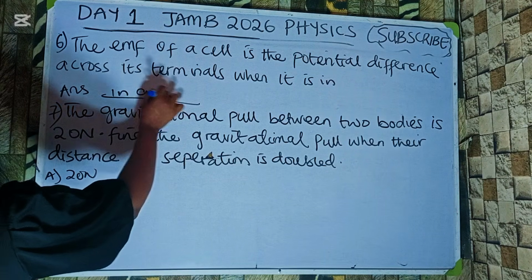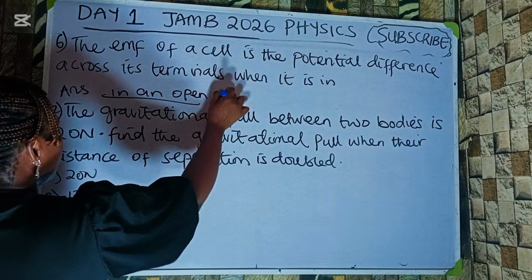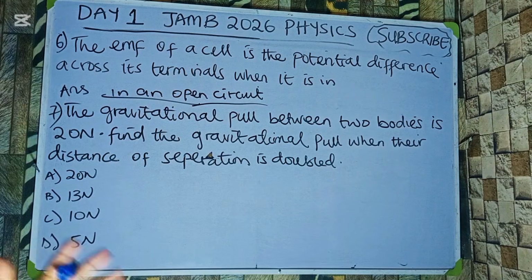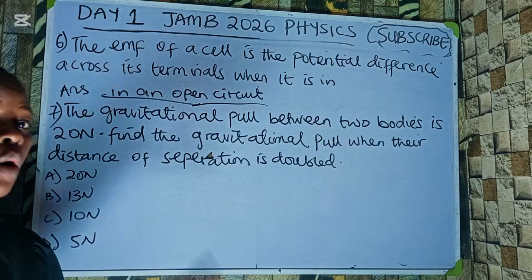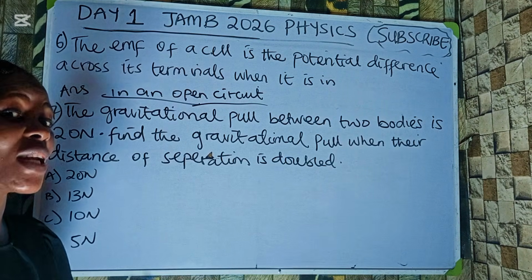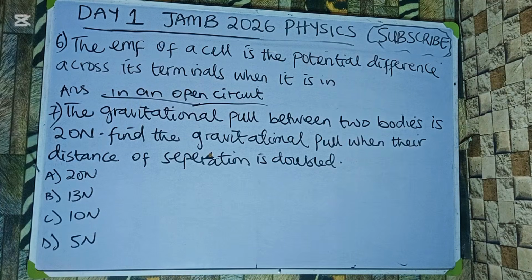In an open circuit. So it means that we can get the EMF of a cell even without connecting it to other components of the circuit. Alright, or we can even say when it is not delivering current to an external circuit. That's another language to answer that question.